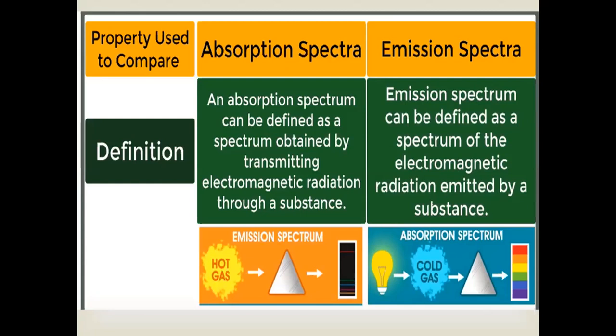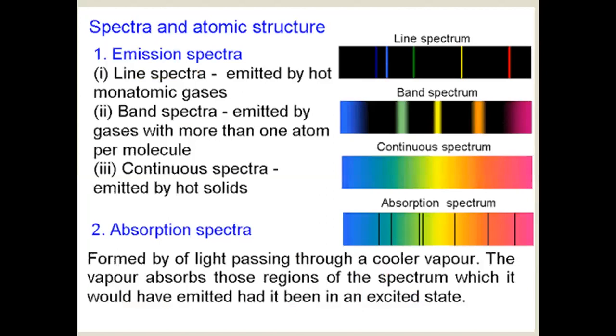This emission spectrum and absorption spectrum can be divided into further three categories: line spectrum, band spectrum, and continuous spectrum. So when I say an emission spectrum is divided into three: continuous emission spectrum, line emission spectrum, and band emission spectrum. So what is a continuous emission spectrum?